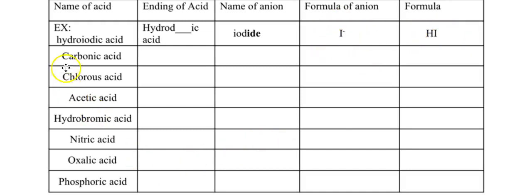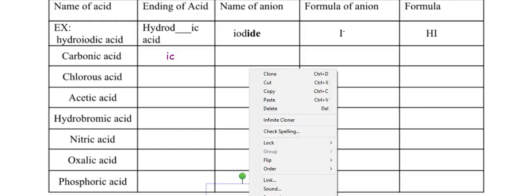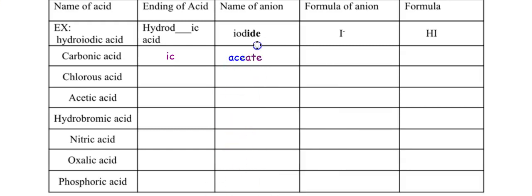So let's try a couple of these. We have carbonic acid. What's the ending of carbonic acid? It is ic. So what is the ending of ic? I ate something icky. So what's the ending of my ion? It's carbonate. Sorry about that, oops, wrong one. It is carbonate.